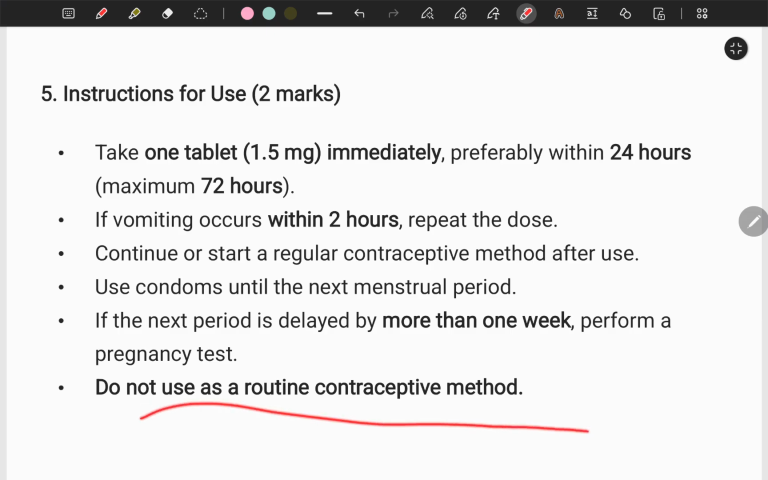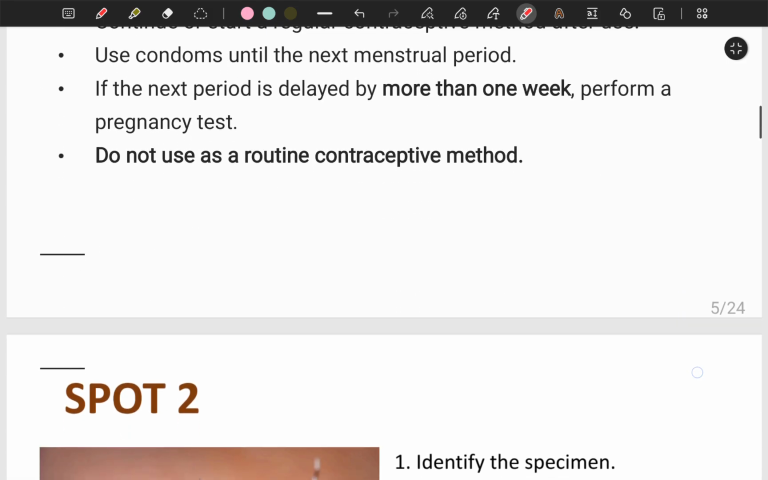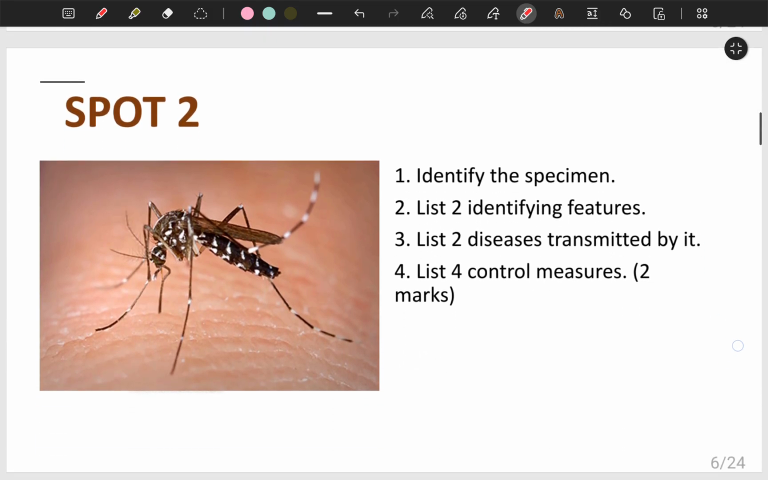Do not use this as a routine contraceptive method. So this is about the first spot. Now moving to the next spot.